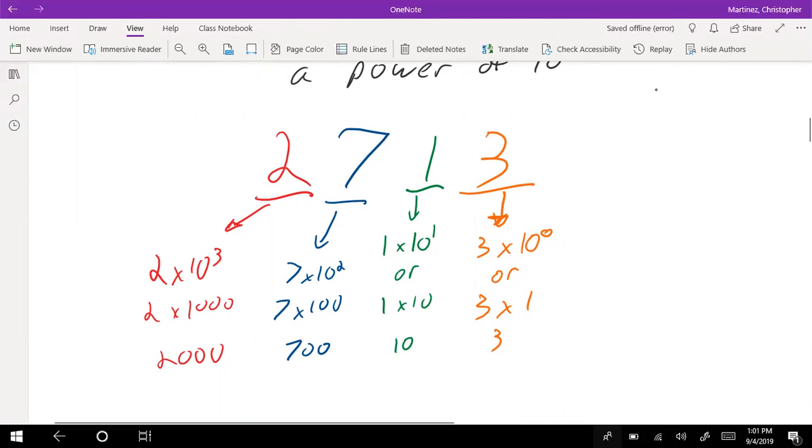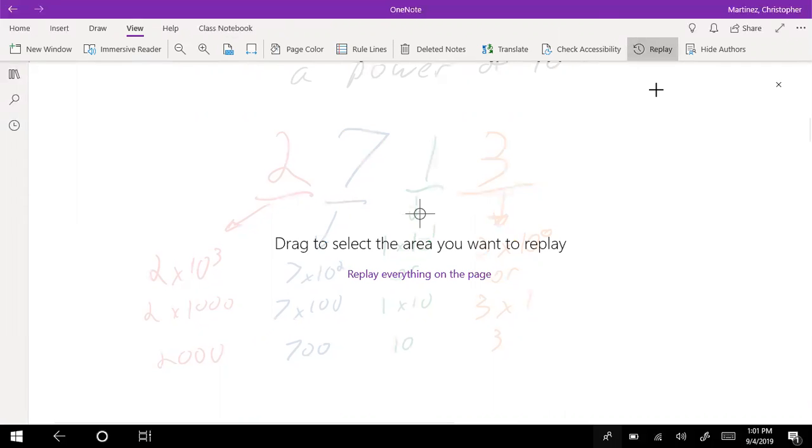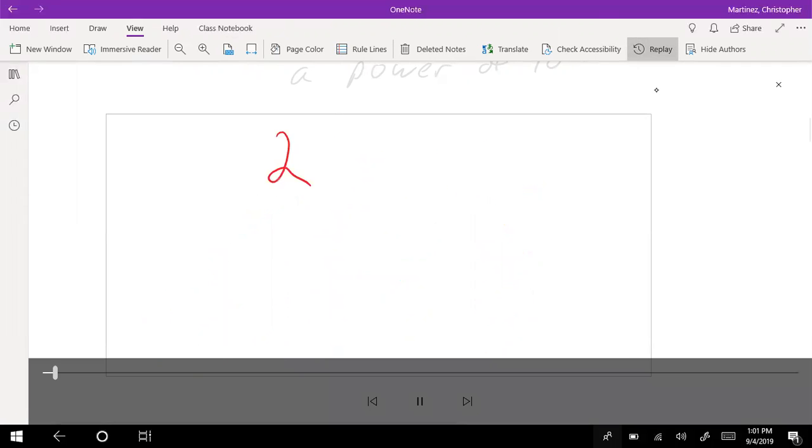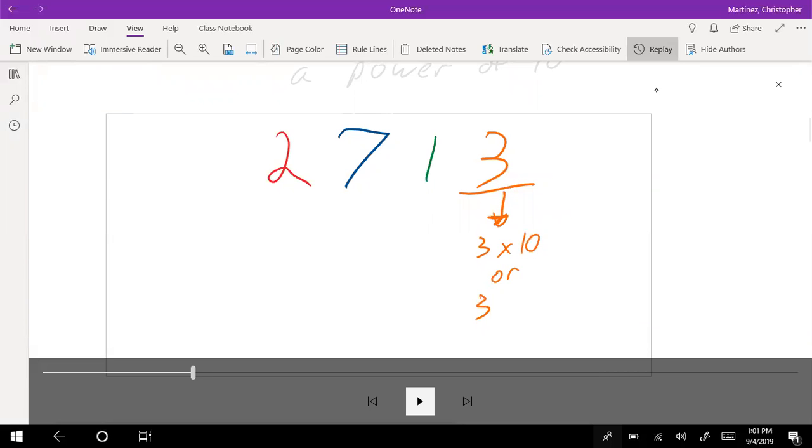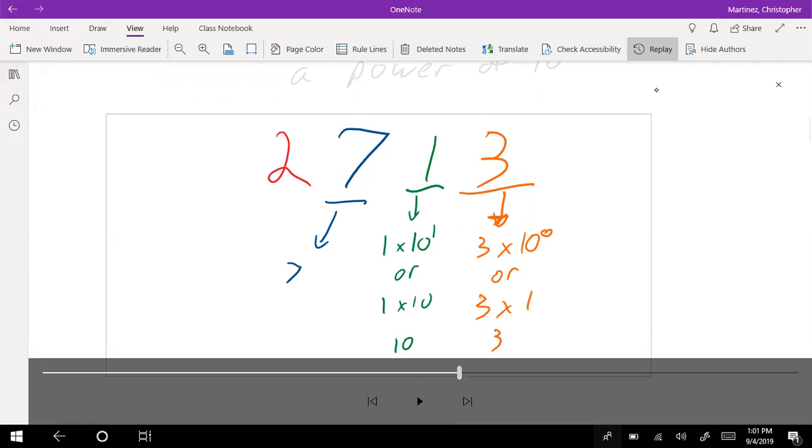And if we look at this example, we see we have 2,713. We have the 3. If we expand the 3, we see it is 3 times 10 to the 0, or 3 times 1. The next digit is 1 times 10 to the 1, or 1 times 10, or the number 10.